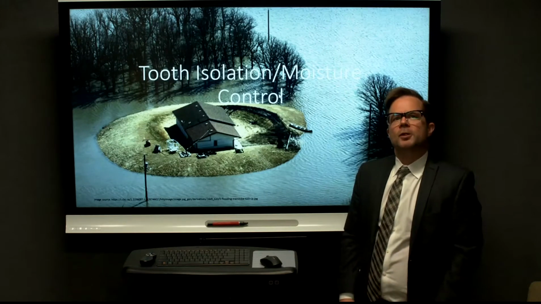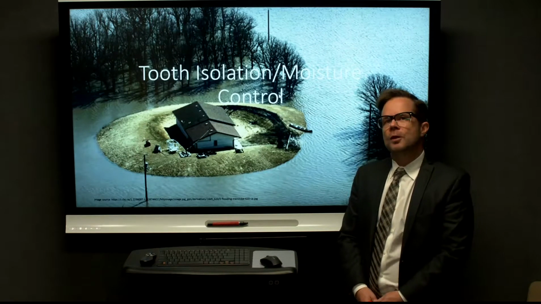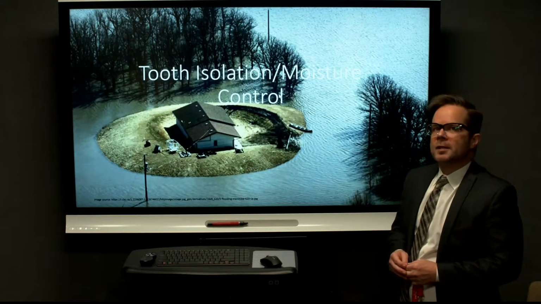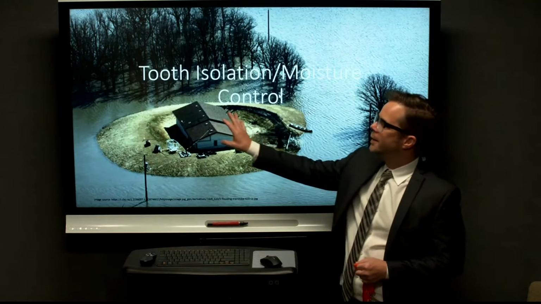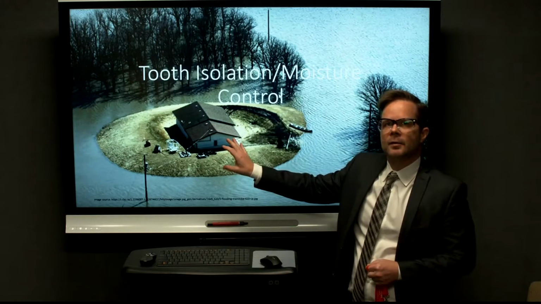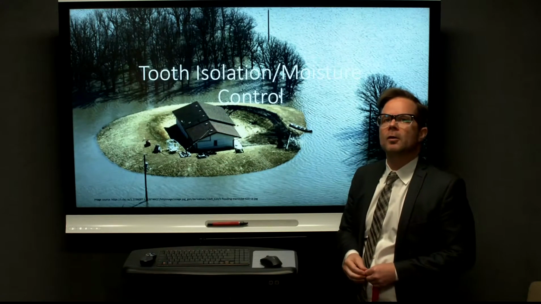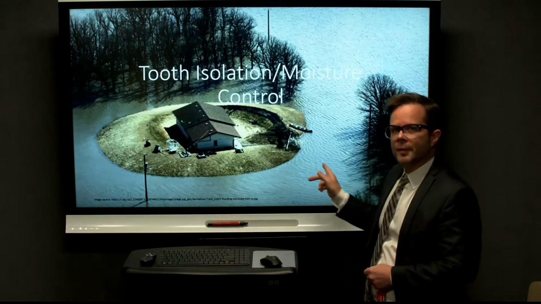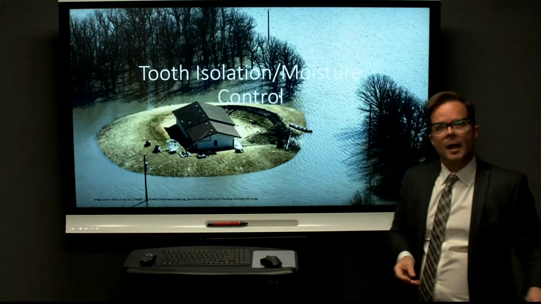So we're looking at moisture control or tooth isolation. And as the name suggests, we want to effectively isolate the tooth or the site that we're working on, it could be multiple teeth, from the moisture that's contained in the mouth and the breath.